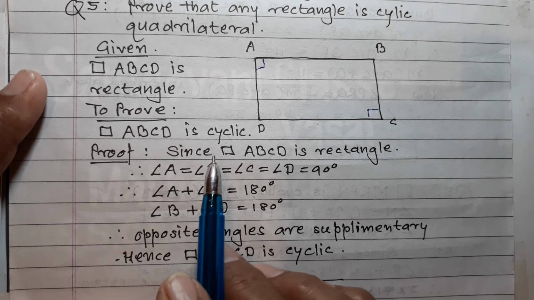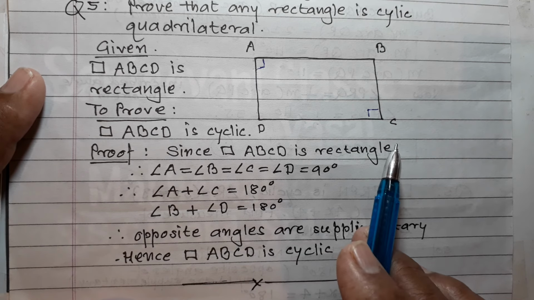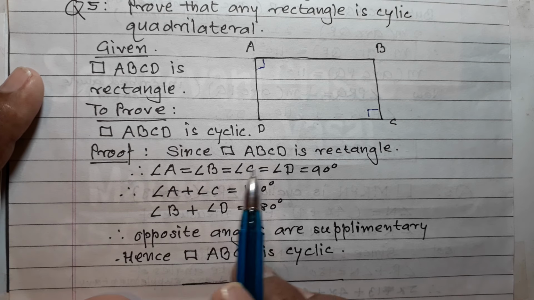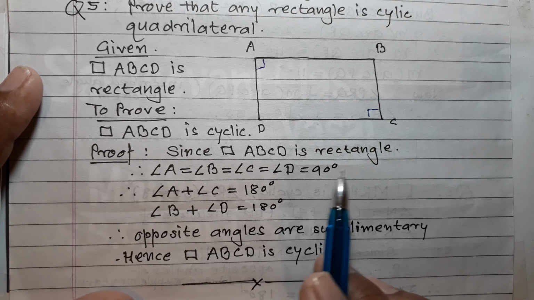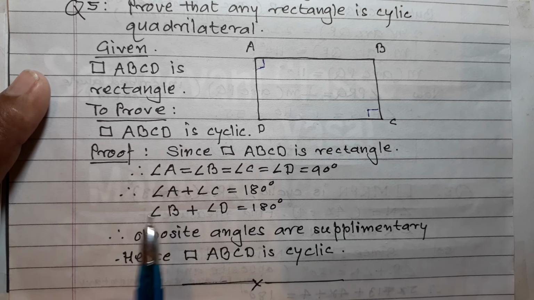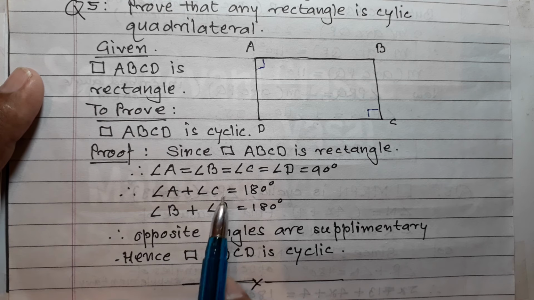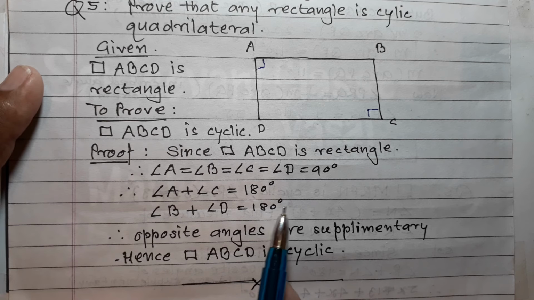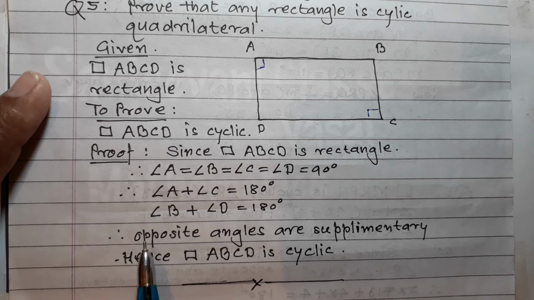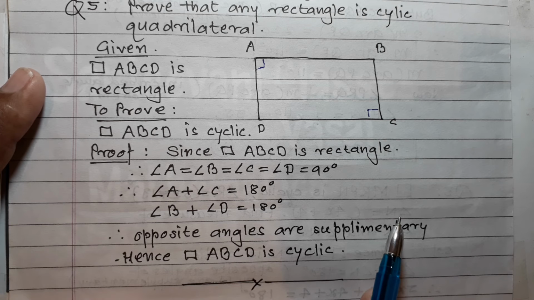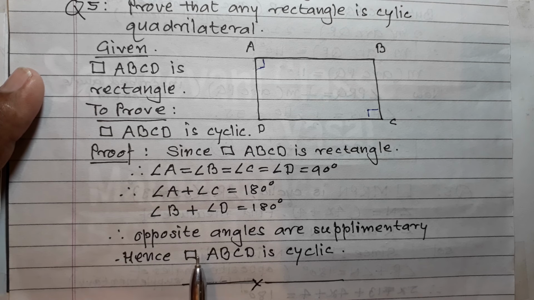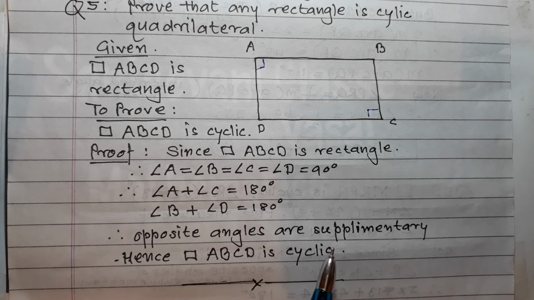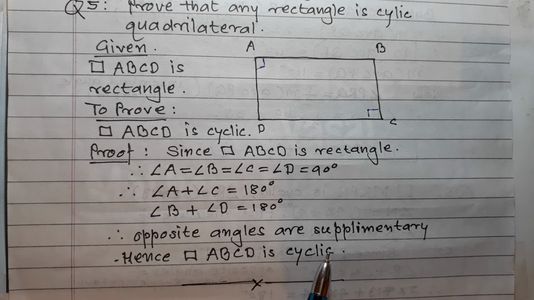Prove. Since quadrilateral ABCD is a rectangle, angle A is equal to angle B is equal to angle C is equal to angle D is equal to 90 degrees, and therefore angle A plus angle C is equal to 180 and angle B plus angle D is also equal to 180. So opposite angles are supplementary and therefore quadrilateral ABCD is cyclic. Okay, now today it is enough.